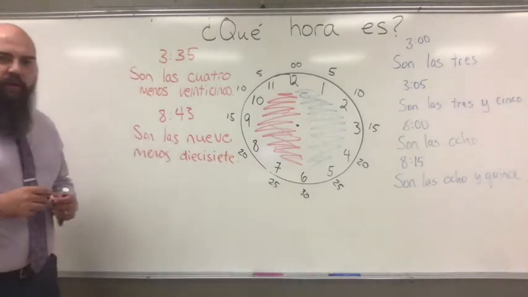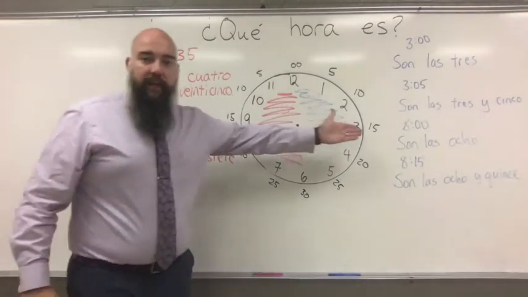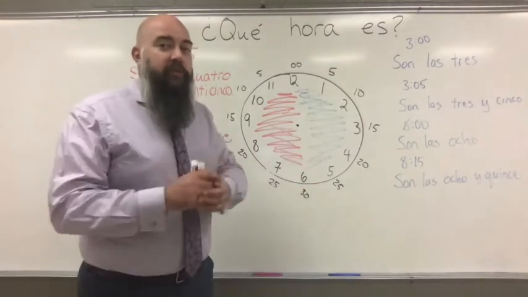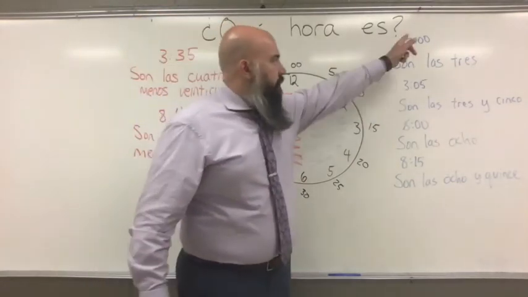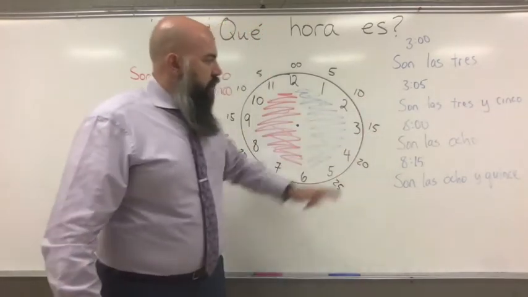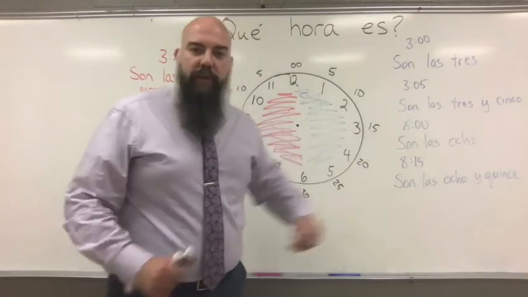So, light side, things are happy. Things are how you know them. It's great. Hooray! We rejoice. Son las 3 for 3 o'clock. 3:05, son las 3:05. Son las 8 for 8 o'clock, and then 8:15, son las 8:15.